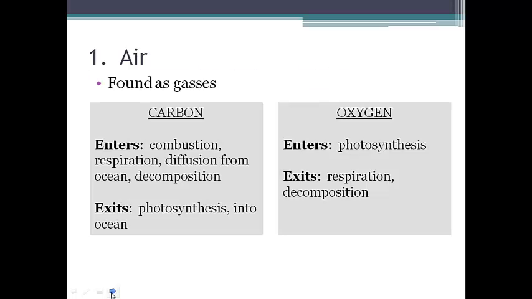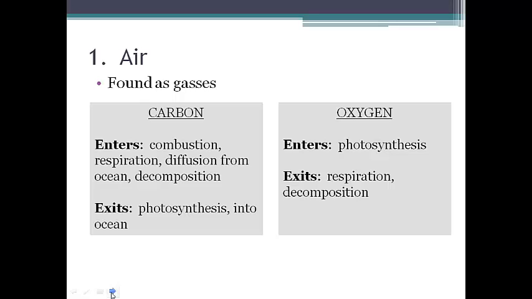All right, so what we're going to do is go through all the different types of places that you're going to find carbon and oxygen, how they're found, what form they're found in, and then how they get into that place and how they get out of that place. Now, when we're all done going through all of the different places you find it, we're going to put that all together into the carbon-oxygen cycle so you can see all those places together and how they interact.